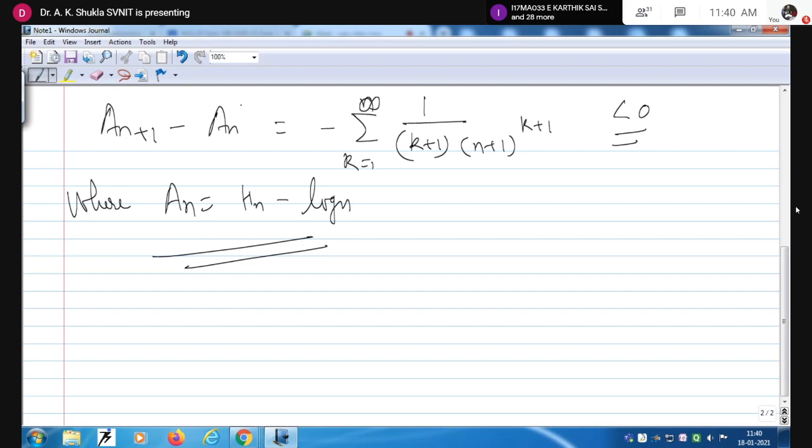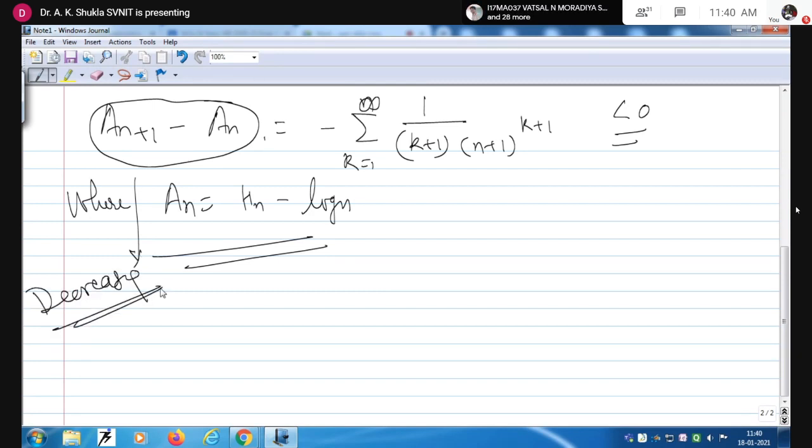So finally we get this value. It means this is negative. Negative value means that this is a decreasing function. So finally it is a decreasing function. That is the decreasing one.